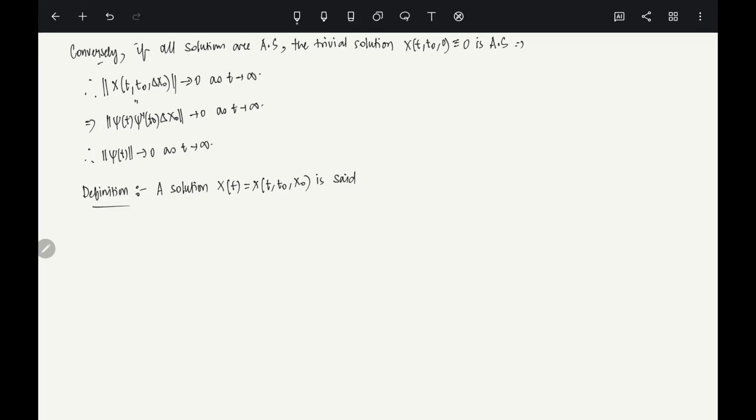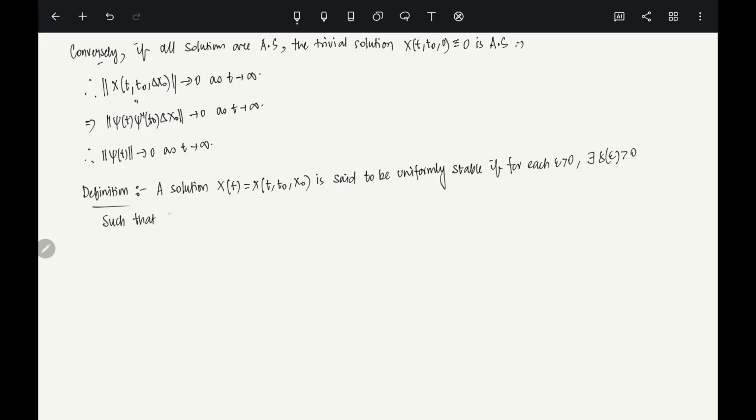Okay, so here what we are going to do is change the definition of continuity to uniform continuity. So the solution x(t) equals x(t, t naught, x naught) is said to be uniformly stable if for each epsilon positive there exists a delta. Yes, please remember, this delta depends only on epsilon positive.